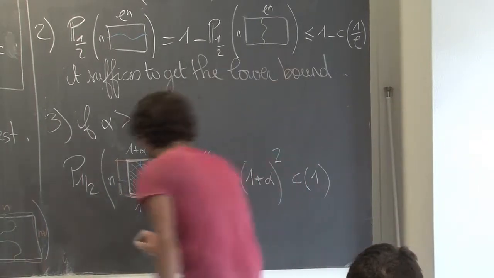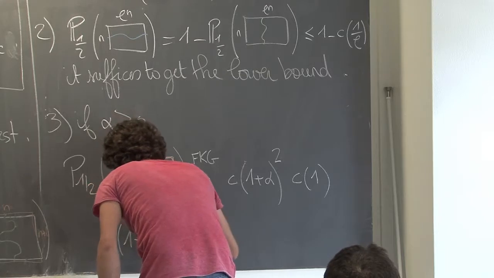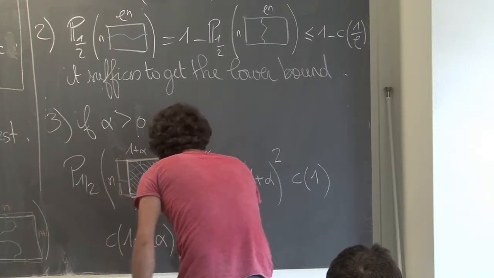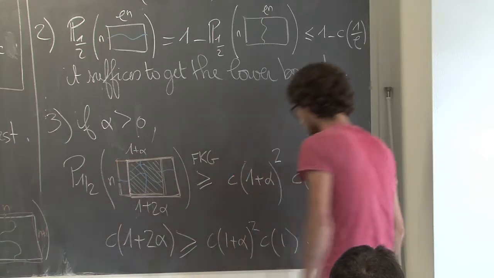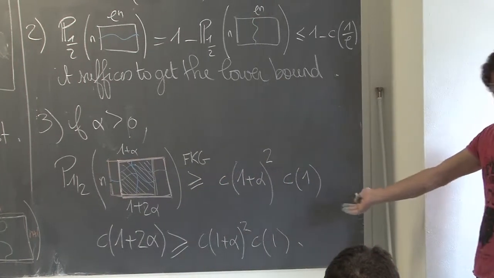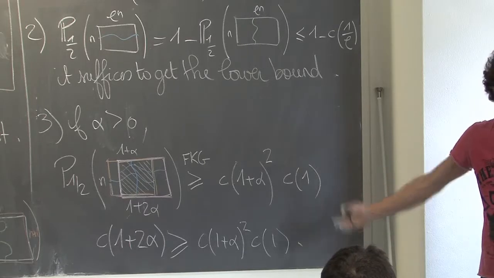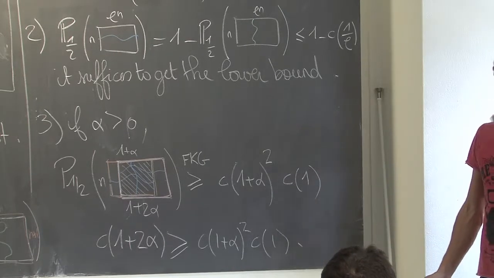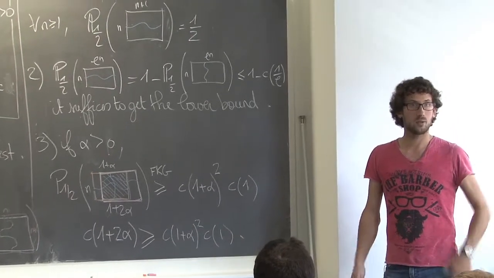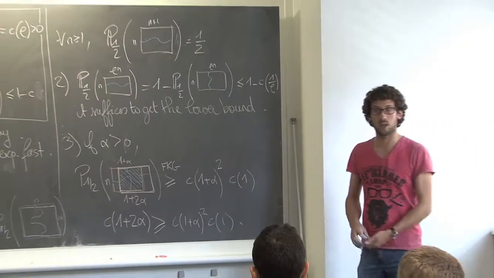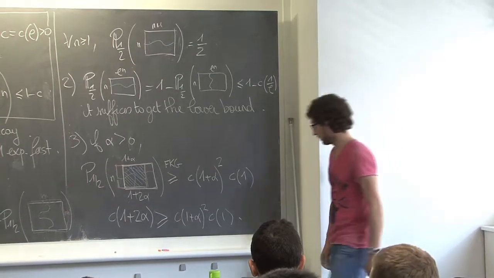So I can always assume that C of 1 plus 2 alpha is larger or equal to C of 1 plus alpha squared times C of 1. And this, you agree, will tell me that if for any alpha positive I'm able to prove the lower bound, then I have it for every alpha positive. Okay?